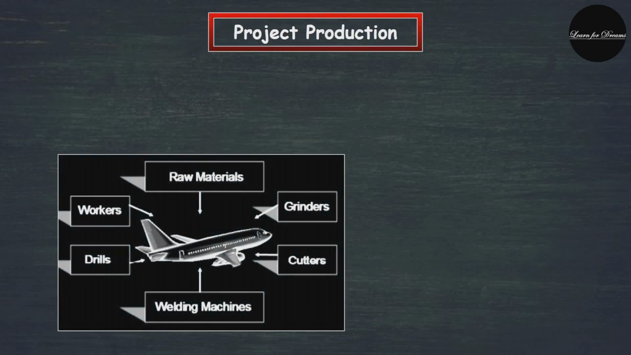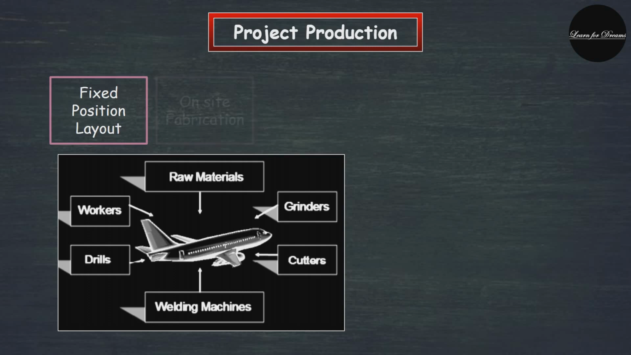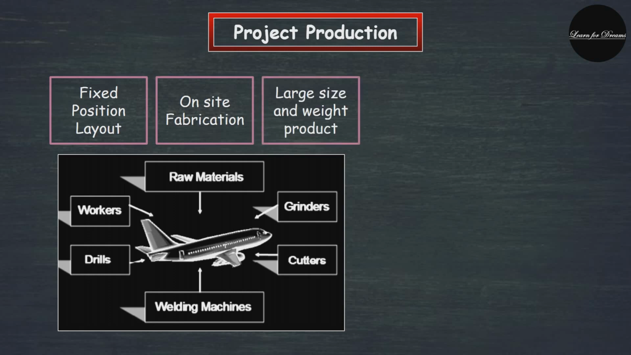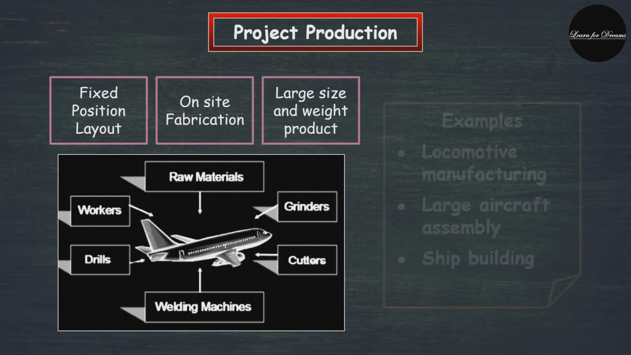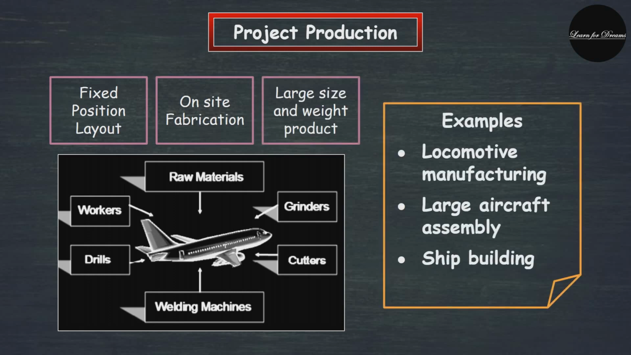Now let's see what is project production. The diagram shows the functional layout for a project production. Highlights are: it is called as fixed position layout, on-site fabrication is done, large size and heavy products. Examples: locomotive manufacturing, large aircraft assembly, and shipbuilding.